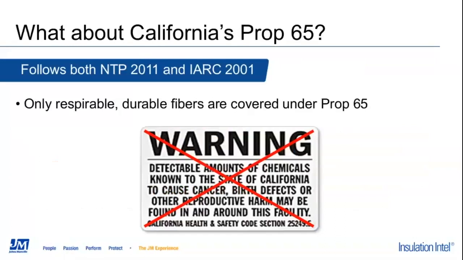Of course, in the United States, there's yet even another step, and that is the law in California that we love to hate, Proposition 65. Under Prop 65, any chemical or substance or exposure that is, quote unquote, known to the state of California to cause cancer has to have a Prop 65 warning on it. When we met with the OEHHA officials in California and explained to them what IARC did in 2001 and what NTP did in 2011, they also followed that. And basically now, it's only those respirable durable fibers, the non-insulation fibers, that are still considered carcinogens under Prop 65.